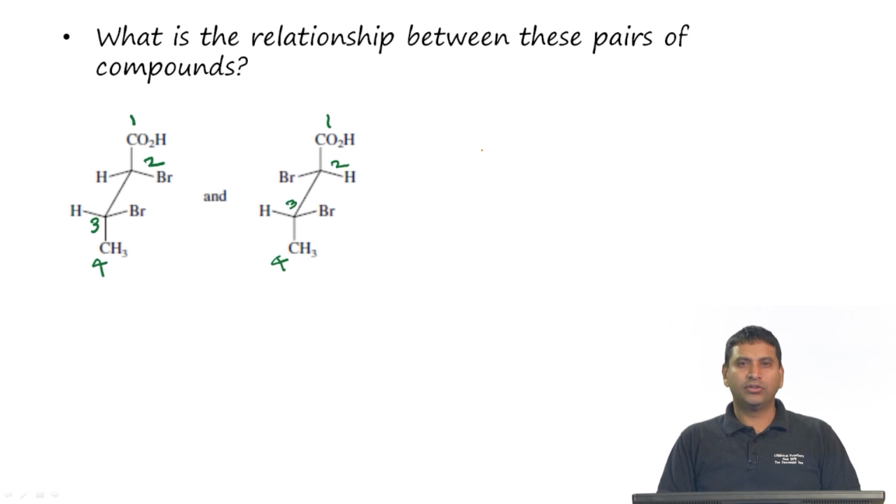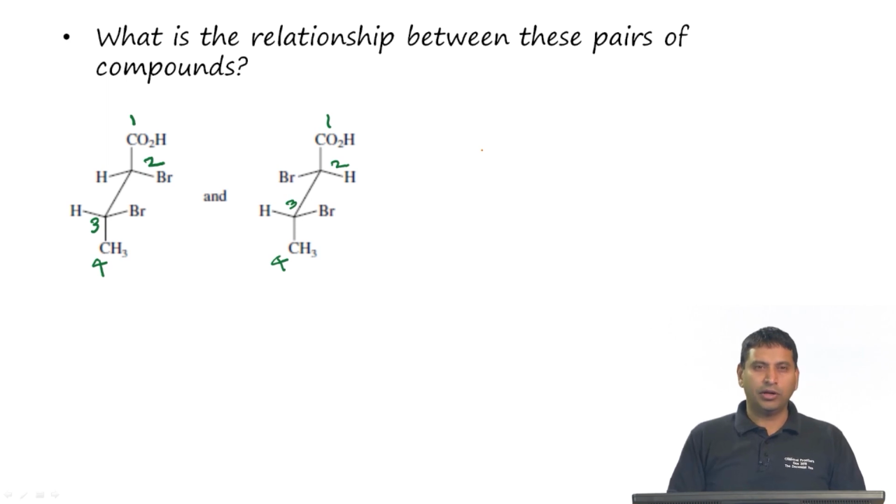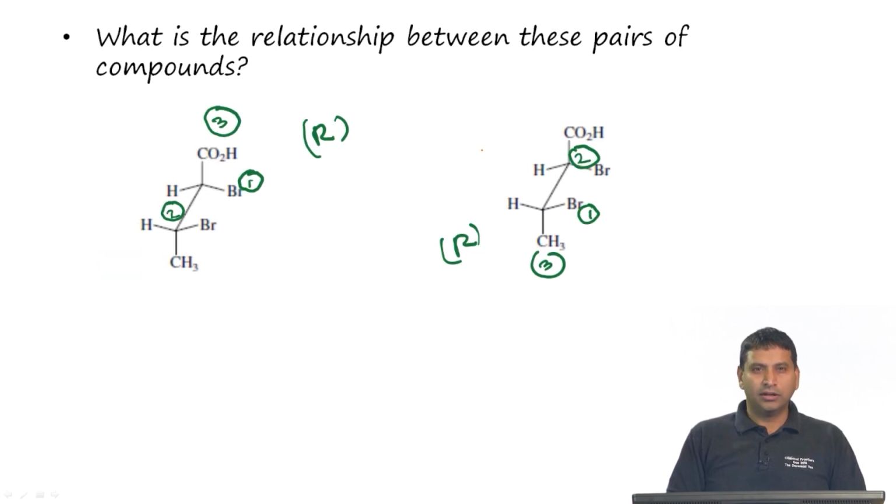Next question is, what is the relationship between these pairs of compounds? Okay. So, most of you are familiar with the Newman and the Sawhorse projections. So, this is an example of a Sawhorse projection. We have numbered the carbons in the following way: 1, 2, 3 and 4.